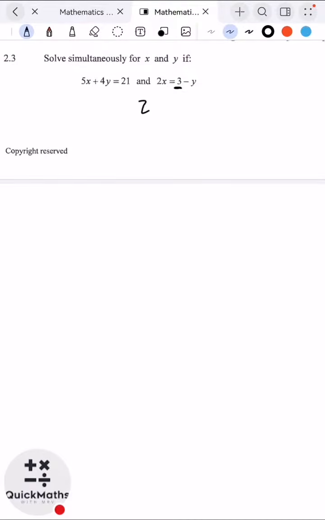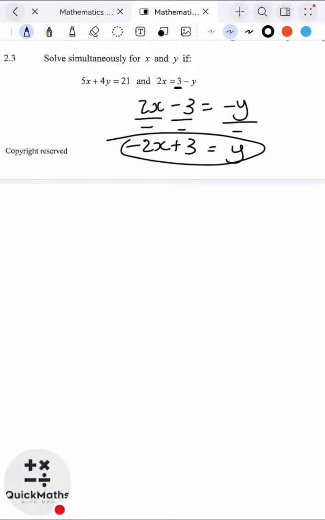So this is going to be 2x minus 3 is equal to -y. I don't like that negative, so I'm going to divide by minus. I'm dividing everything with negative. So this is going to be positive y is equal to -2x plus 3. Okay, right? So now I have this new equation, and I'm going to substitute it into that equation over there.